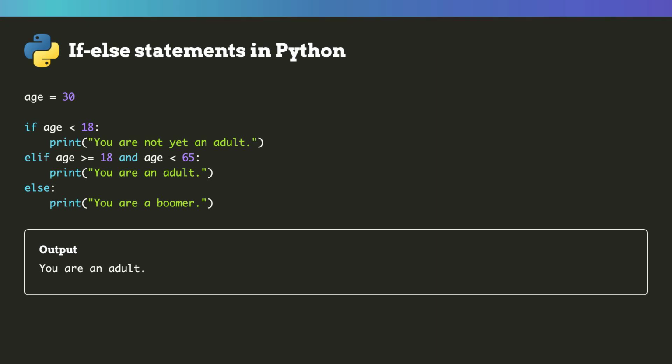In this example, the if statement checks if age is less than 18. If that's true, the corresponding code is executed. If that's false, we move to the next condition specified by the elif statement. If that is not true either, the else block is executed. In this case, the code will print, "You are an adult."